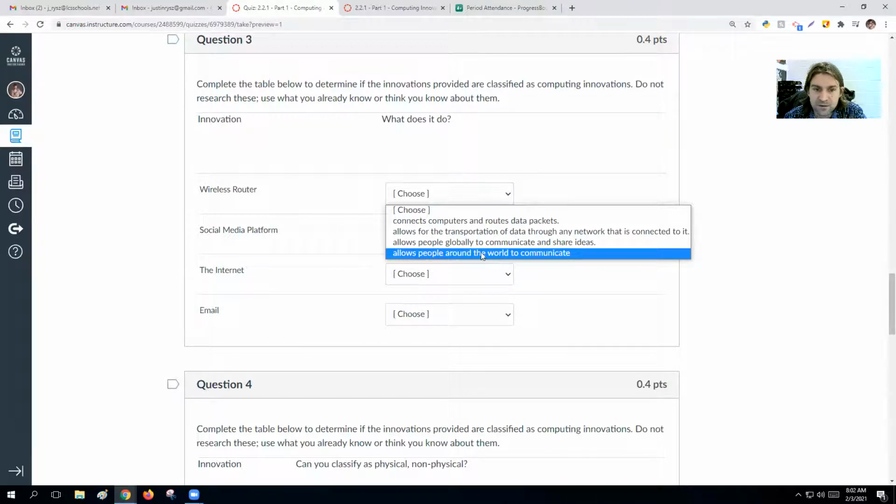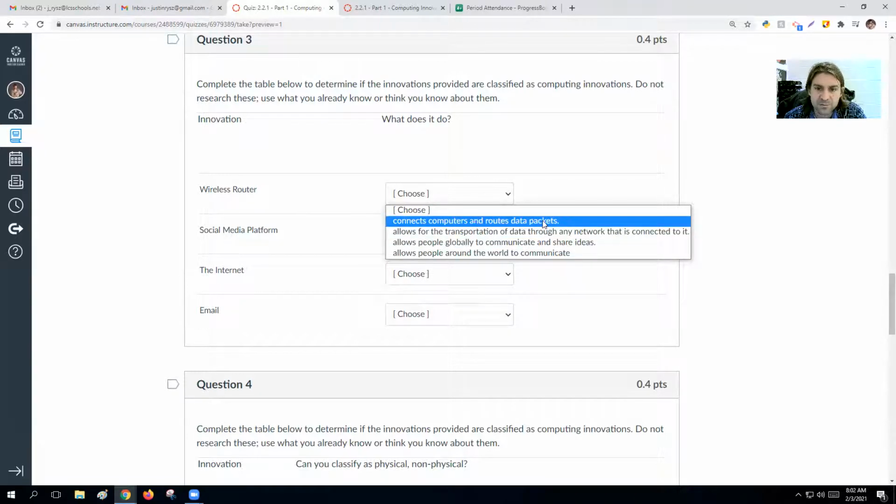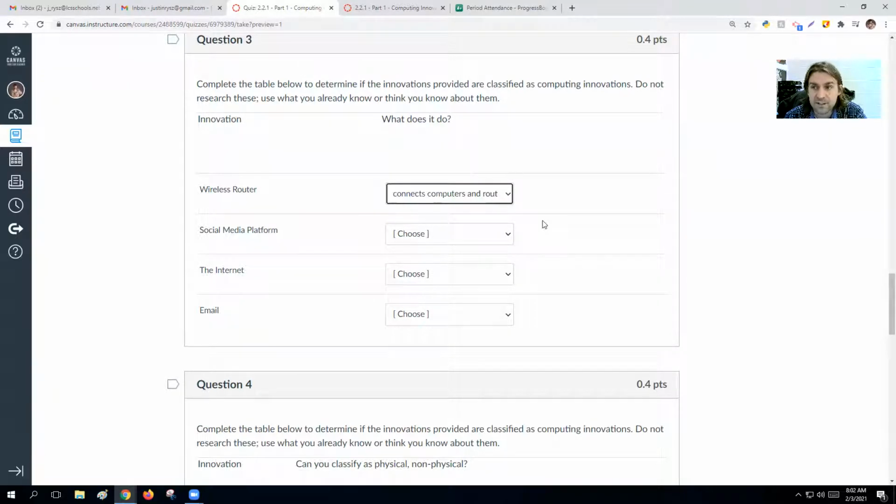Okay, so if you look at these three, they're very similar, which means it's probably those three. So I'm going to say the wireless router connects computers and routes data packages, which is essentially what a wireless router does. Any device that's connected to the internet, it connects with packages wirelessly back and forth.